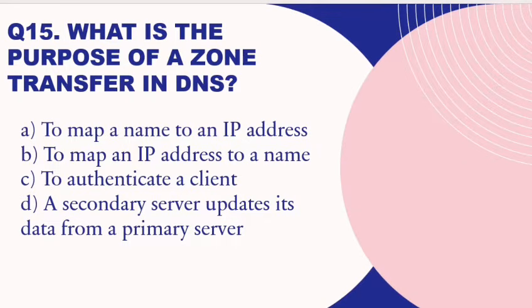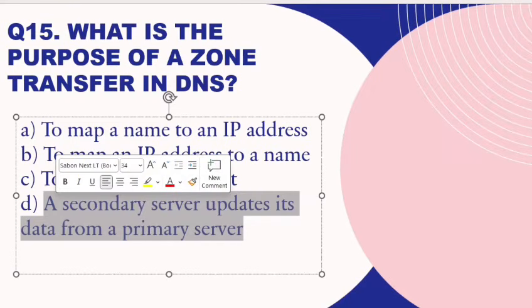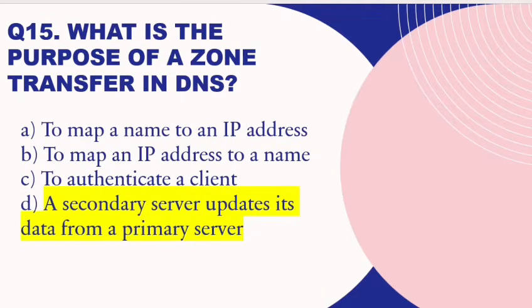Options are option A to map a name to an IP address, option B to map an IP address to name, option C to authenticate a client, option D secondary server updates its data from the primary server. So the correct answer for this question is secondary server updates its data from the primary server.